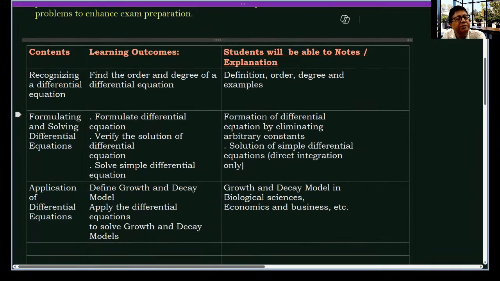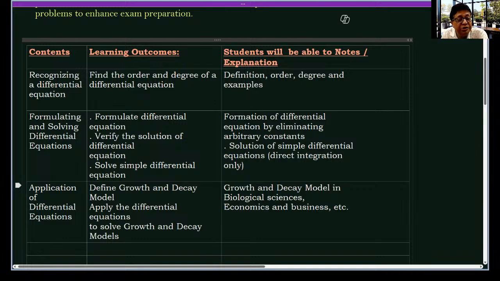examination. See the content here: recognizing a differential equation. This part we have done: order, degree, example, formulating and solving differential equation. This part is also done: solution of simple differential equation. I did not have scope to discuss all difficult sums, but I told you how to prepare on those topics. But this one is left: application of differential equations, growth and decay model.